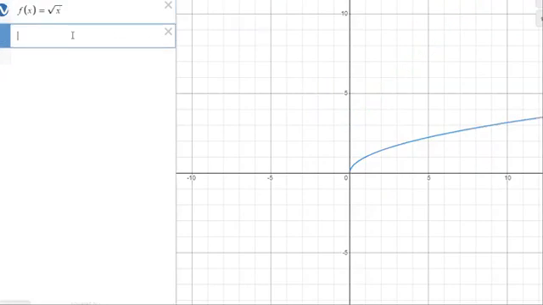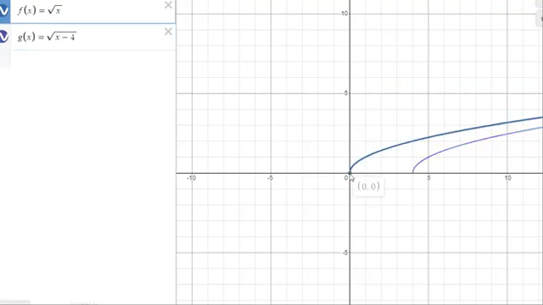And now I want to graph the function that we were given. So I'm going to graph g of x equals square root of x minus 4. Do you see the difference between the blue graph and the purple graph? The blue graph starts at 0, 0, but the purple graph is starting at 4, 0. That means it moved to the right by 4. We're subtracting on the inside, not on the outside. On the inside, that's going to move it to the right.